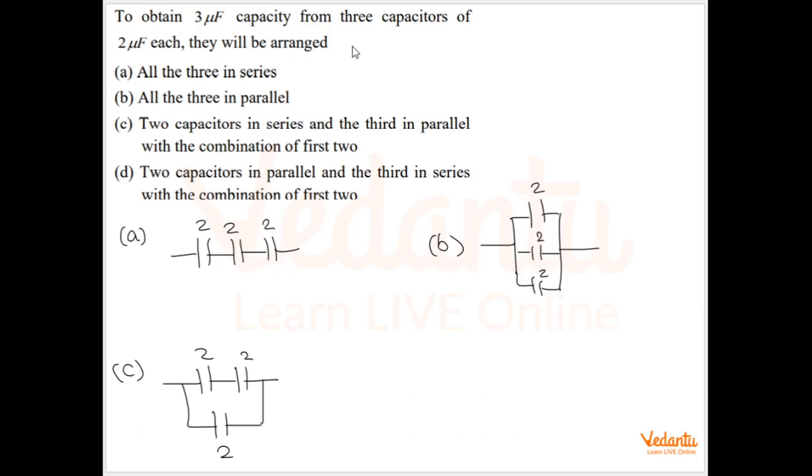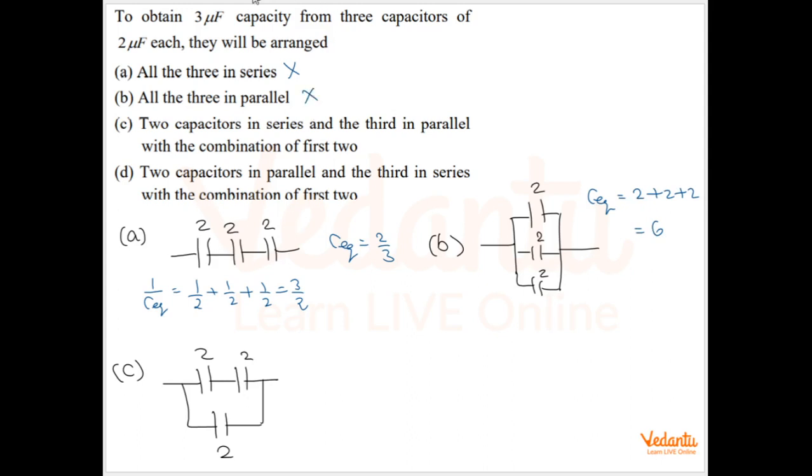Now one by one, let's check what is the equivalent capacitance in each case. So for option A beta, what you will say is that 1 by C equivalent is equal to 1 by 2 plus 1 by 2 plus 1 by 2. That will be 3 by 2. So here C equivalent will just be equal to 2 by 3, which is not a 3. So option A cannot be the correct answer. For option B beta, C equivalent will just be 2 plus 2 plus 2. That will just be 6, which is not a 3. So it is not the correct answer.